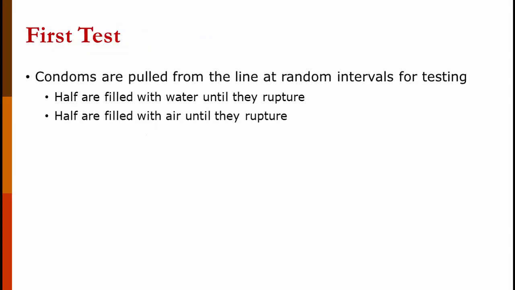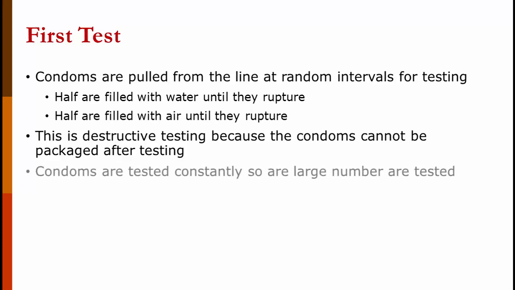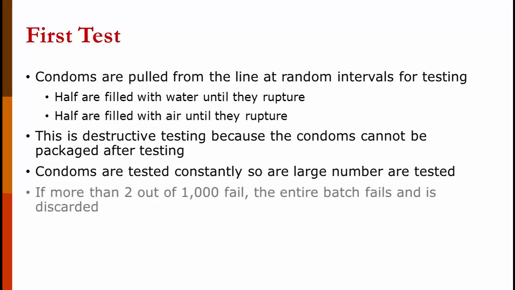Condom makers pull items from the line at random intervals for testing. They do 2 kinds of tests. Half are filled with water until they rupture, half are filled with air until they rupture. This is what's called destructive testing because you can't sell the condom once you rupture it. They're testing consistently, so they're taking large sample sizes and testing them. If more than 2 out of 1,000 fail this test, the entire batch fails and is discarded. That's a pretty high standard.